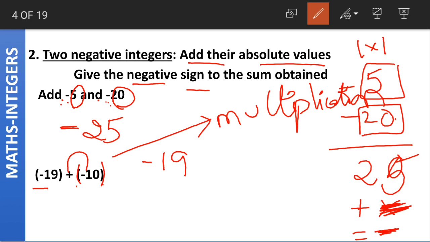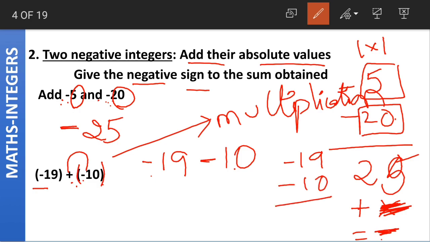In multiplication, when we multiply a plus and a minus sign, the answer will be minus. So plus into minus gives us minus. Then we write the number 10. Minus 19 minus 10. Again, how do we do this? We write minus 19 minus 10.